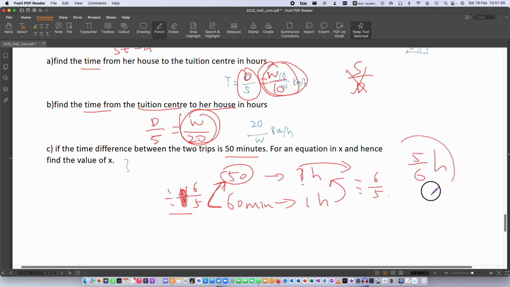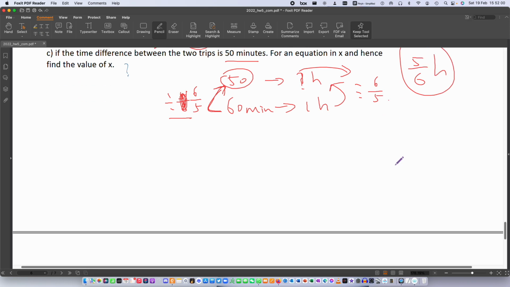So it means the time difference is 5 over 6. Okay? So now, the time difference is 5 over 6. How do you get difference? What's the operation to find difference? Minus. What minus what? So basically, it's what minus what equals to 5 over 6. So that's the equation you found.